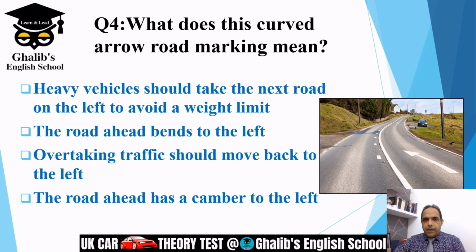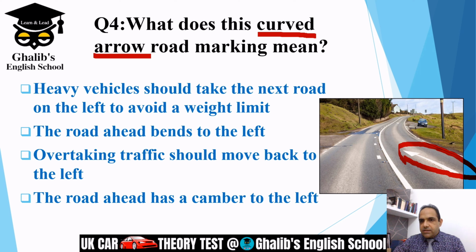Question number 4. What does this curved arrow road marking mean? This arrow is not straight, it is in a curve shape. When you're driving on a single carriageway, and let's say there is a very slow driver and you want to overtake, you're going to overtake from the right. This arrow gives you information that you should come back to your side of the road because there is oncoming traffic also. So let's check the options.